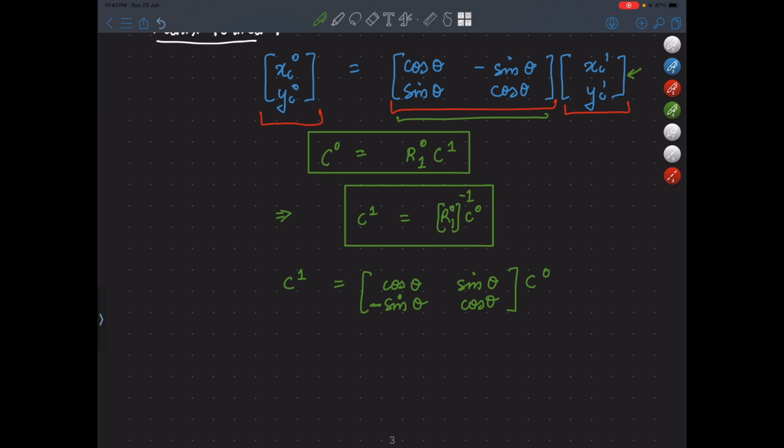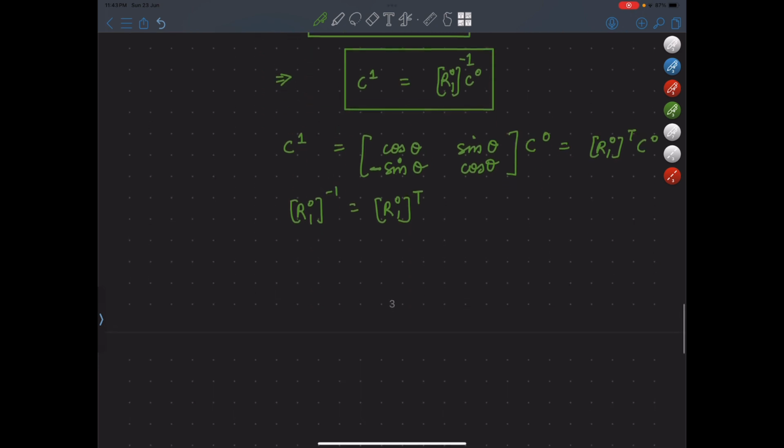We can write it as C1 equals this times C0. And you can see actually this inverse is just these two entries shifted, and this can be written as the transpose of the rotation matrix. So these rotation matrices are orthogonal matrices, and for them R inverse is the same as R transpose.